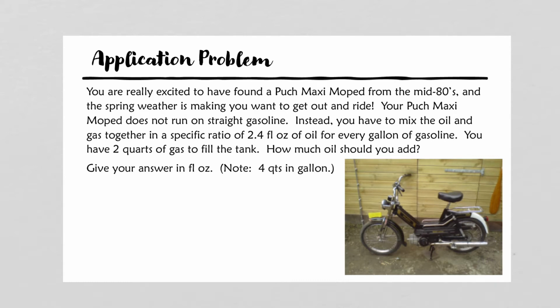Your Puch Maxi moped does not run on straight gasoline. Instead, you have to mix the oil and gas together in a specific ratio of 2.4 fluid ounces of oil for every gallon of gasoline. You have 2 quarts of gas to fill the tank. How much oil should you add?